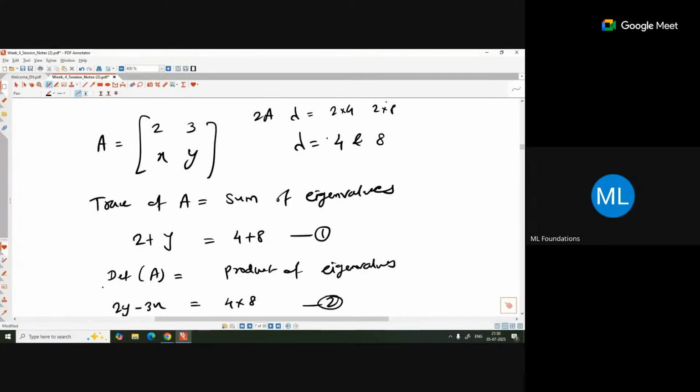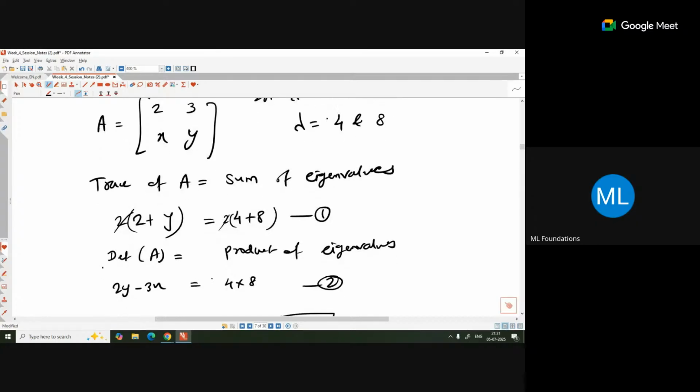If you think about it, the trace will become 2 times this. Here it is 2 times this, so 2 times this. Again, the 2 will get cancelled. This equation remains the same. What about this? It is 4 times this. Here it is 2 times this. Yeah, it will change, right?